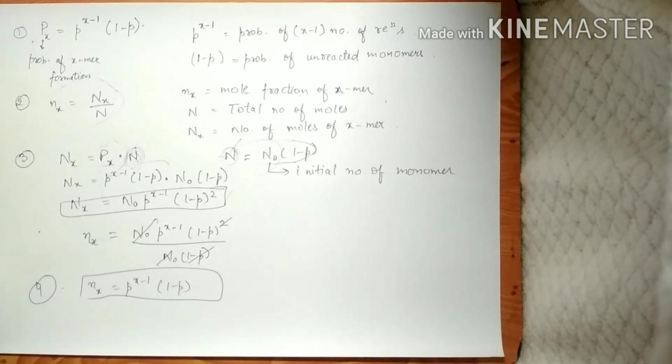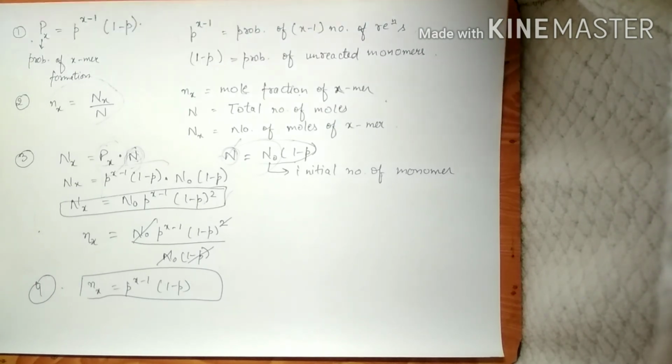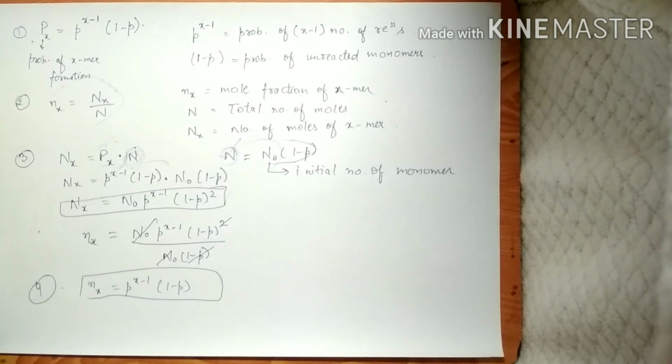So this is enough for the chapter of polymer chemistry. Now you can go ahead and practice the previous year questions. If you find difficulty, go to the playlist of previous year questions of polymer chemistry and solve the questions from there. These are going to help you very much.